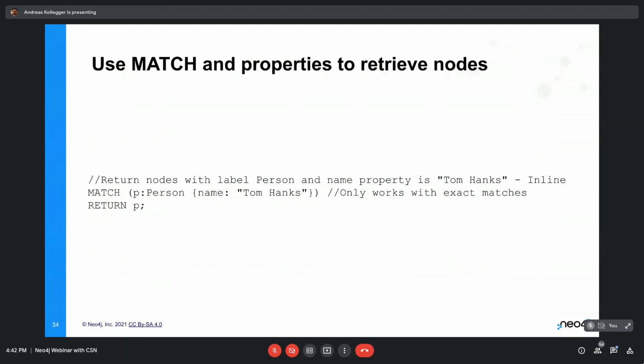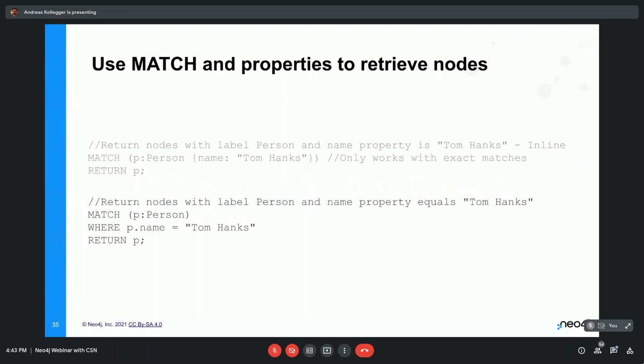So this works specifically for exact matches. You can inline all this information, and it's very compact and expressive. I want to match all the persons whose name is Tom Hanks. It's a bit awkward right there, but it's almost like reading out loud exactly what you want to do. And this only works for exact matches. This will only find Tom Hanks, not anything else.